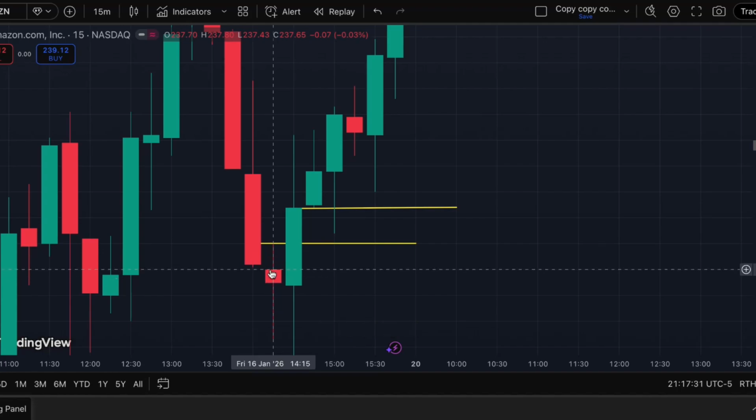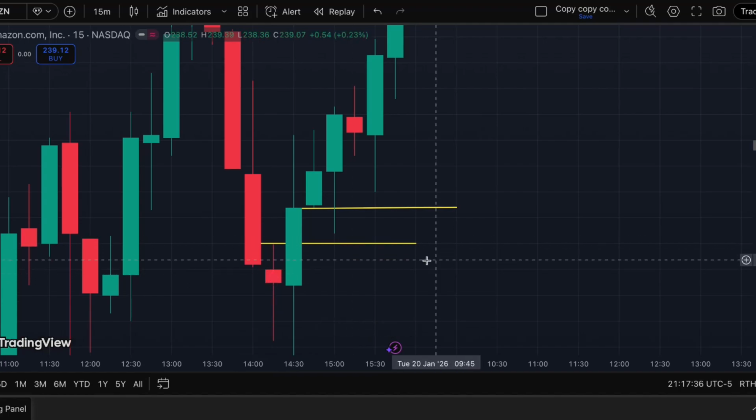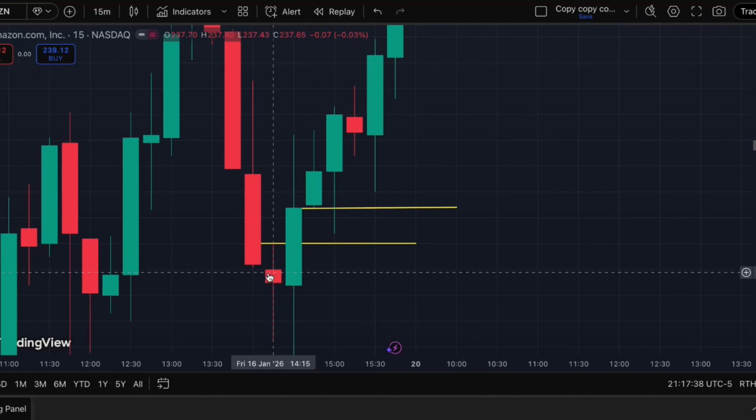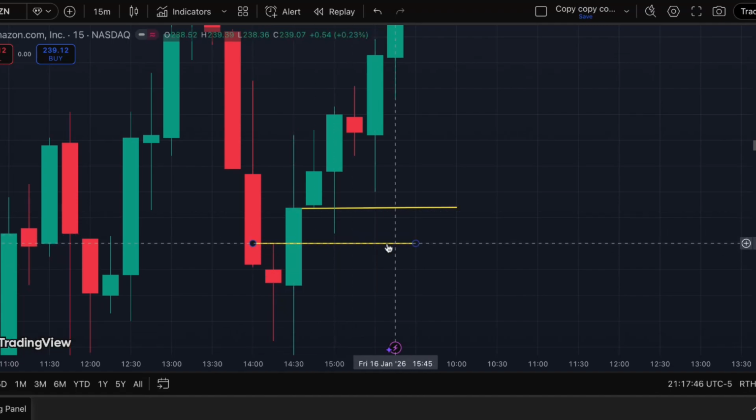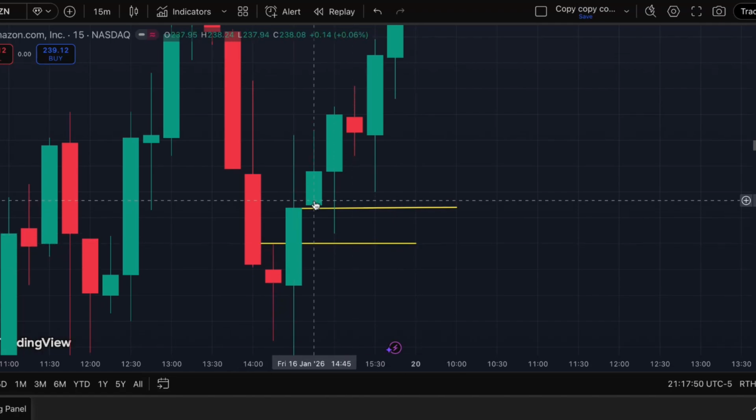The markets are closed, so we're not seeing any price movement, obviously. But as the markets were open, as soon as you saw this candle close, what you would have done is put your line right there on this wick, and then you'd have been like, okay, let's see what this candle does.